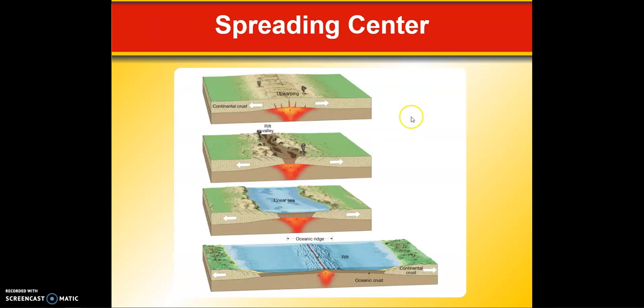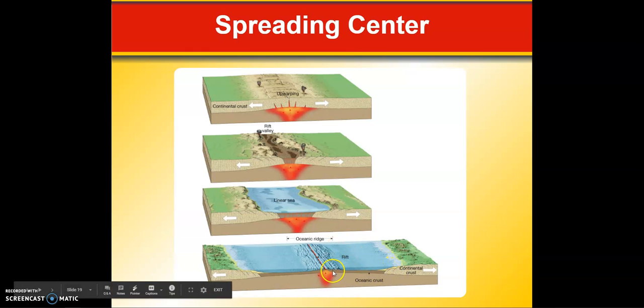Here we see this diagram from your textbook. We can see in the mid-ocean ridge, the warm magma is pushing up. It's causing some warping. It creates this rift valley as it pushes those plates apart. It fills in with the sea, and then we eventually have this oceanic ridge that forms.